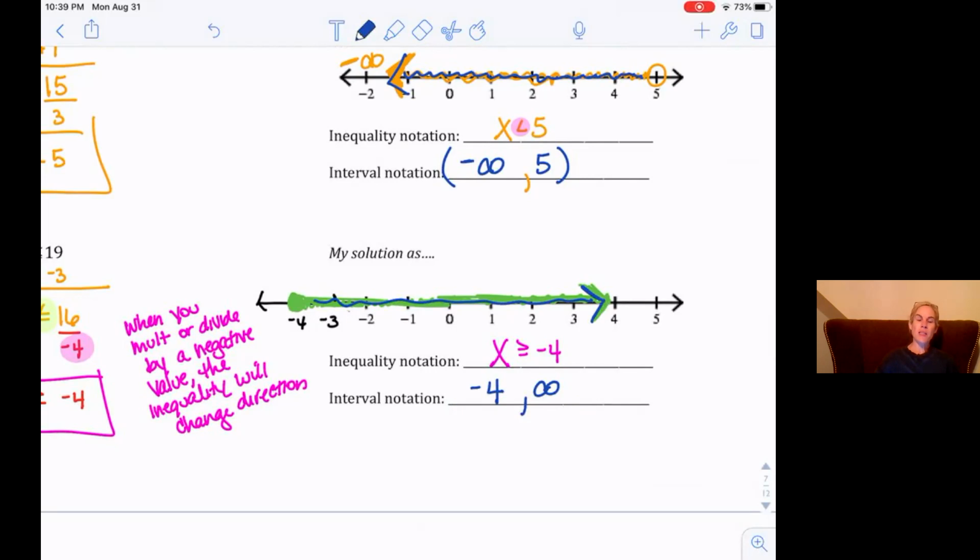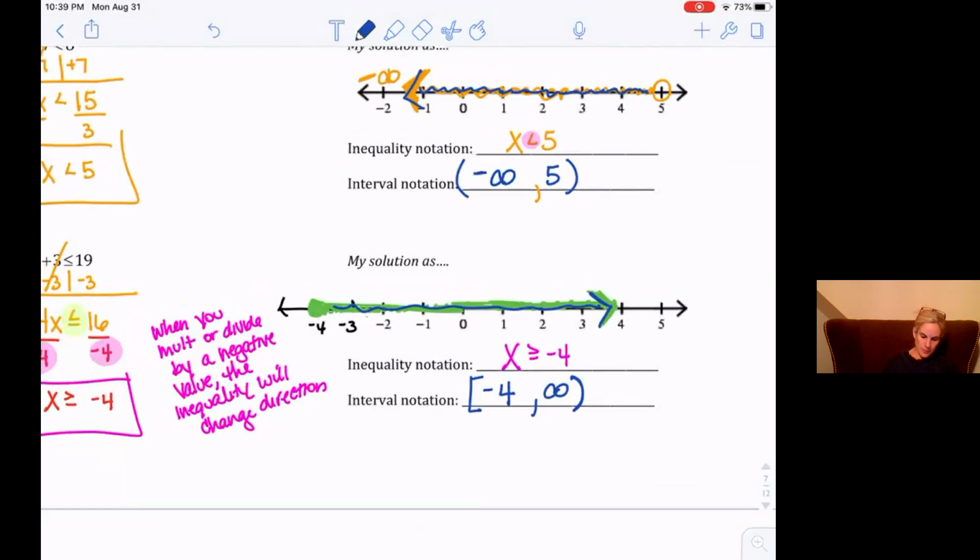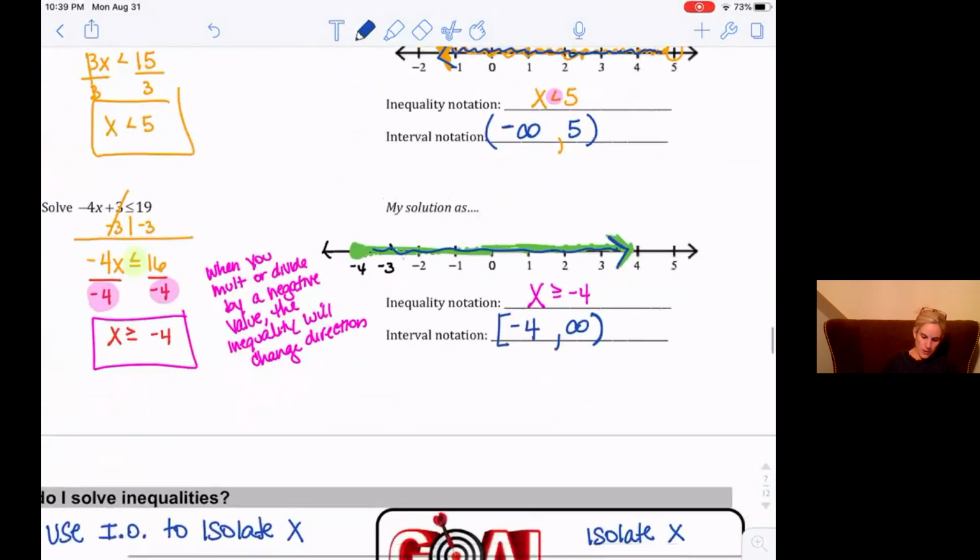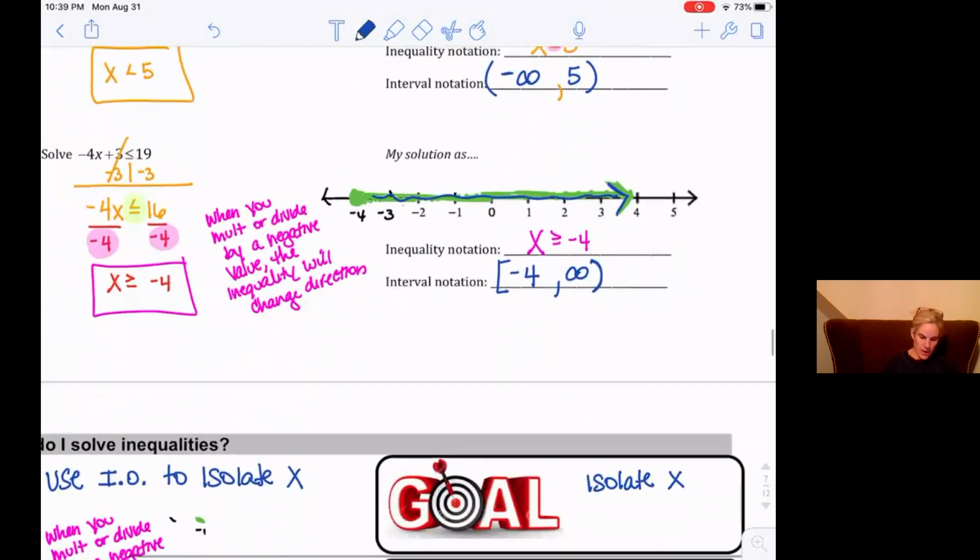Then go back and see if you should be using parentheses or brackets. So the -4 is a circle that's filled in, so you'd want to use a bracket around it. And then infinity always, always, always is going to get parentheses. So your interval notation for this one would look like this. And here's an example of when we're doing a bracket and a parenthesis. So it is okay to have that. So we did this.